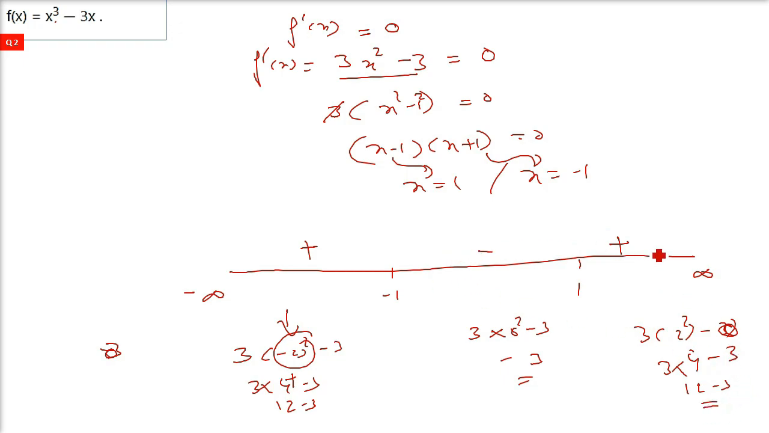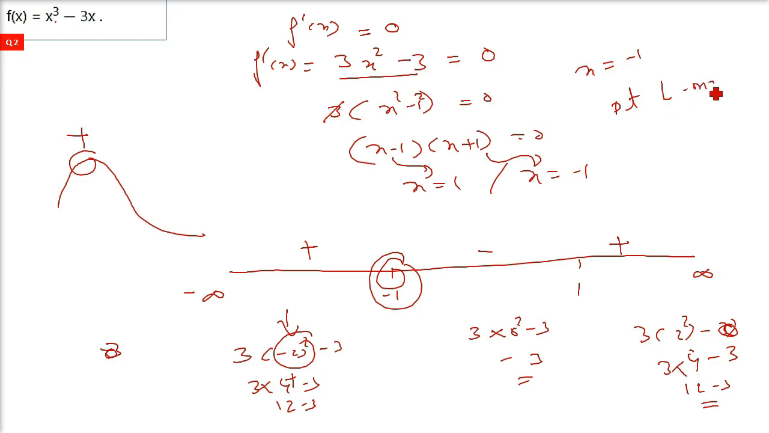Now plus, minus, plus. At negative 1 you are going from higher to lower, so you are at the maxima. Minus 1 is the local maxima. You are at plus, you came down to negative, that means you are at the higher point, that is, you are at the maxima. So x equals to minus 1 is the point of local maxima, and the value of local maxima is simply placing x equals to minus 1 in x cube minus 3x.